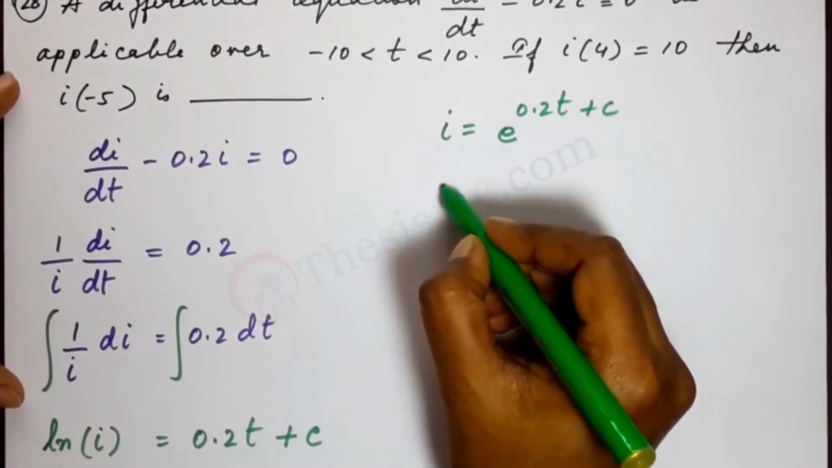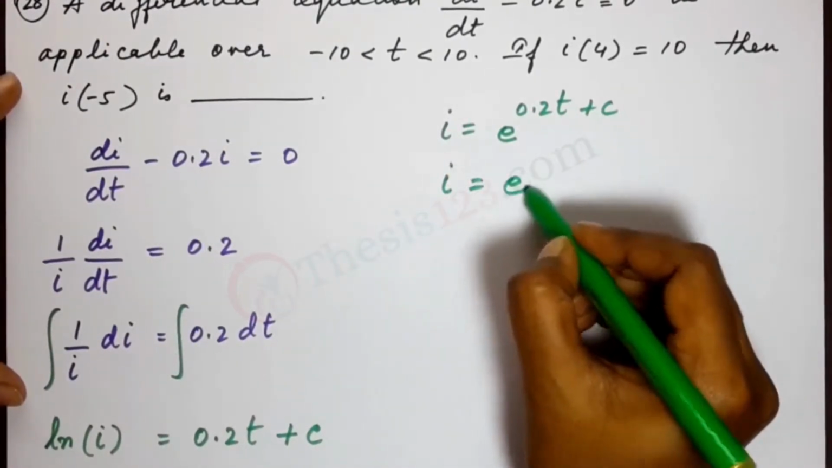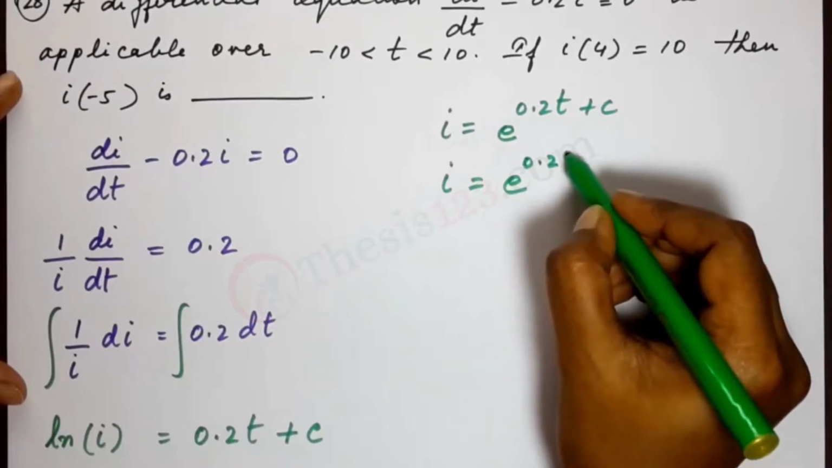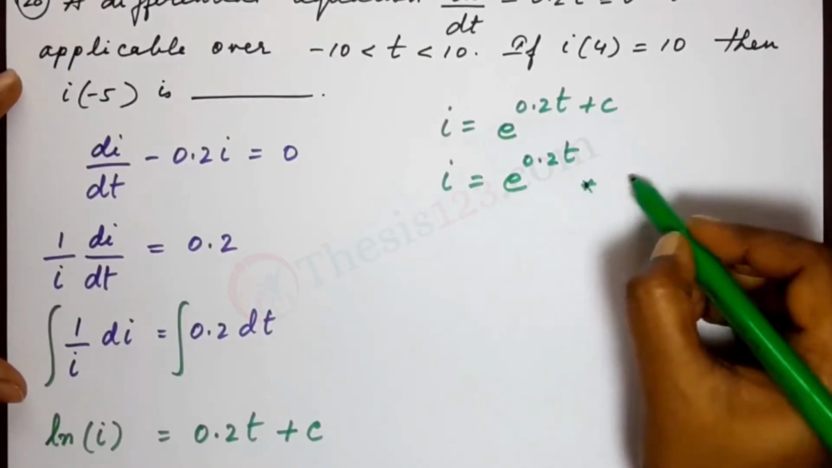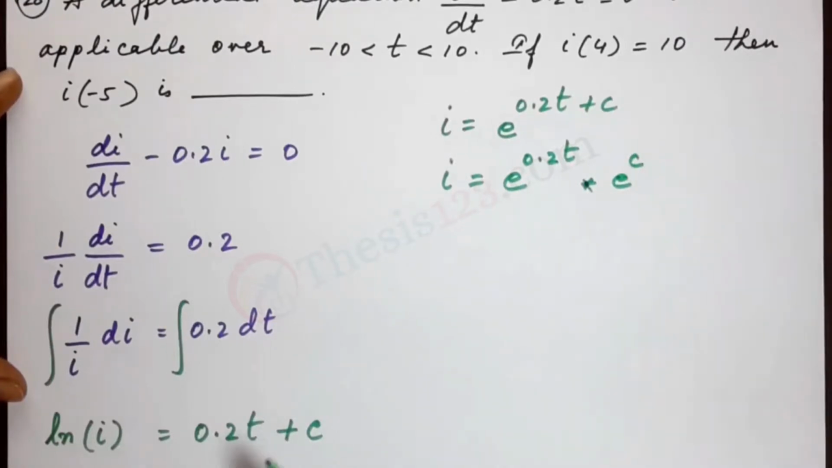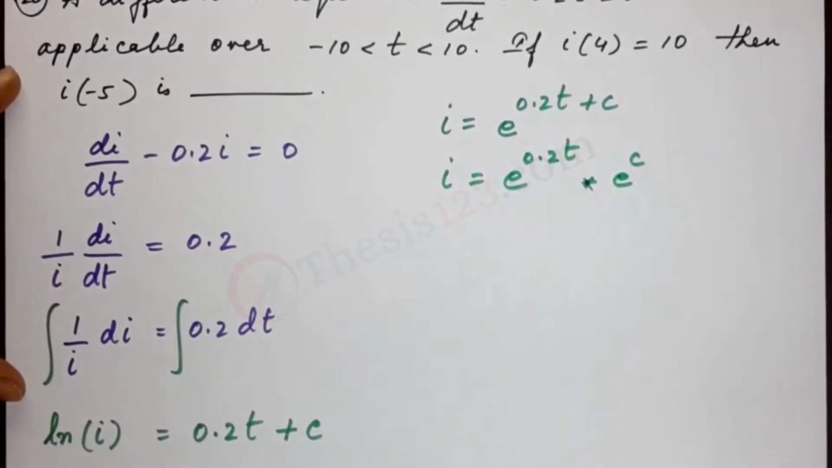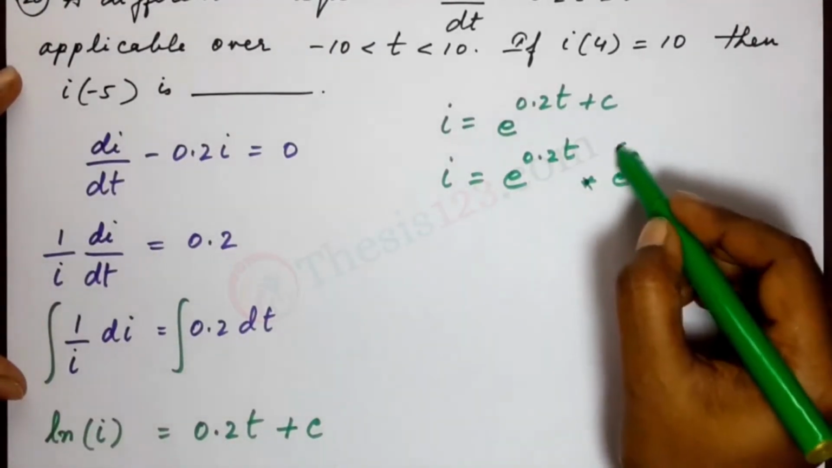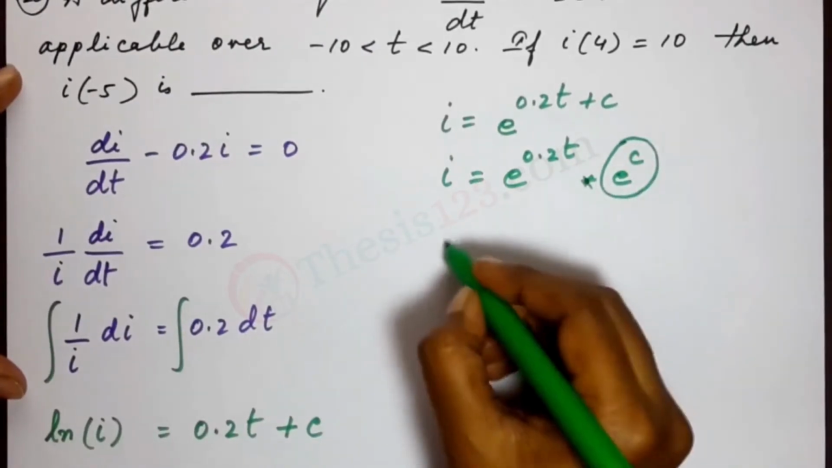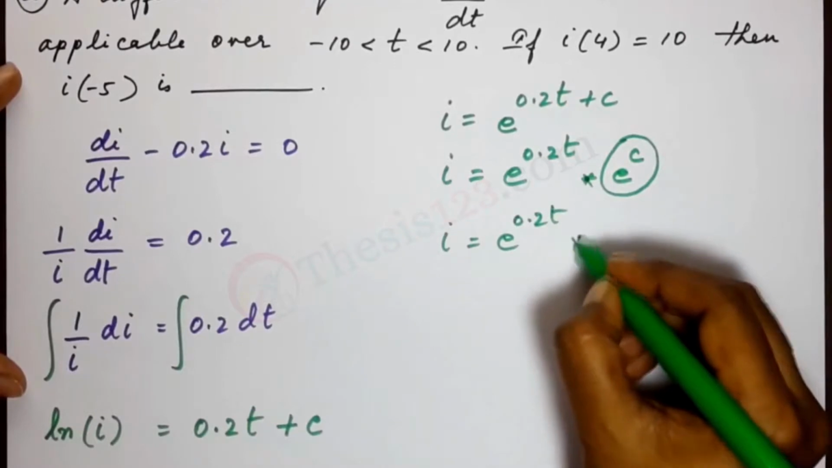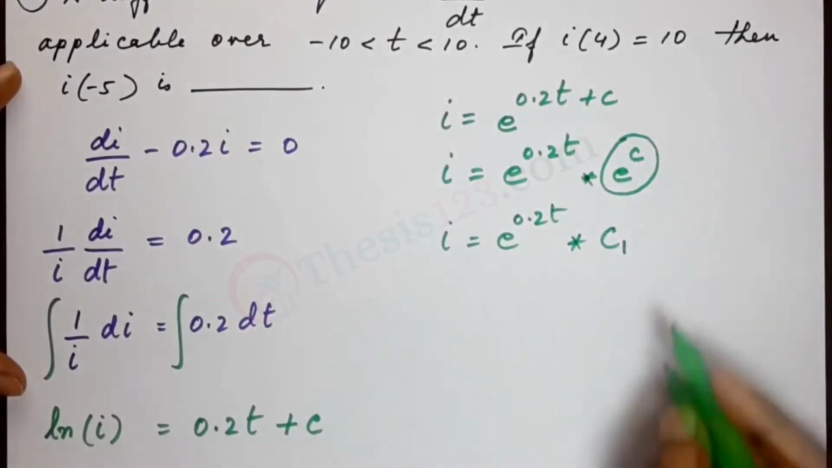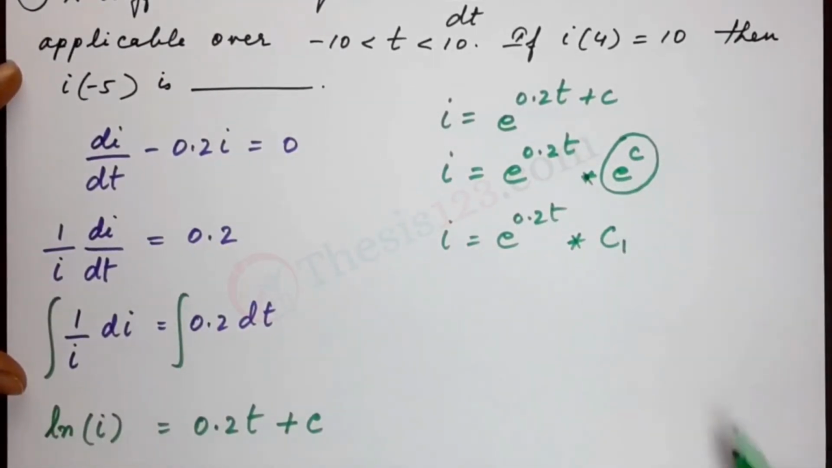Now further, I can write this as e to the power 0.2t into e to the power c. Now let's take e to the power c and write it as c1. So I equals e to the power 0.2t into c1. Here c1 denotes e power c.